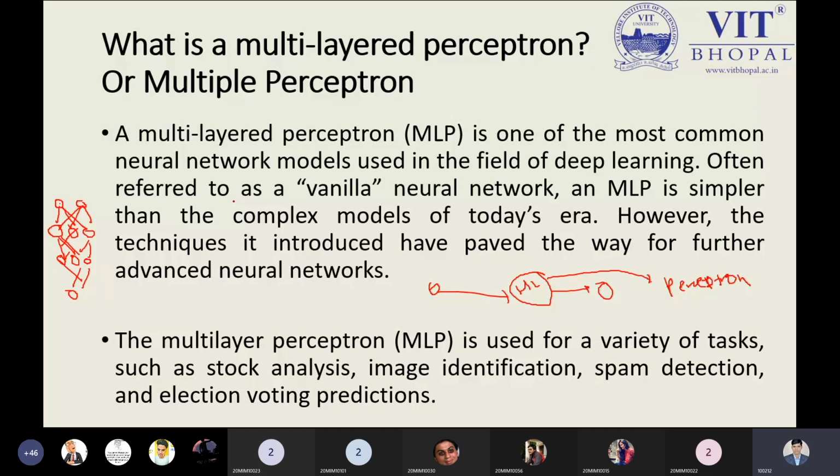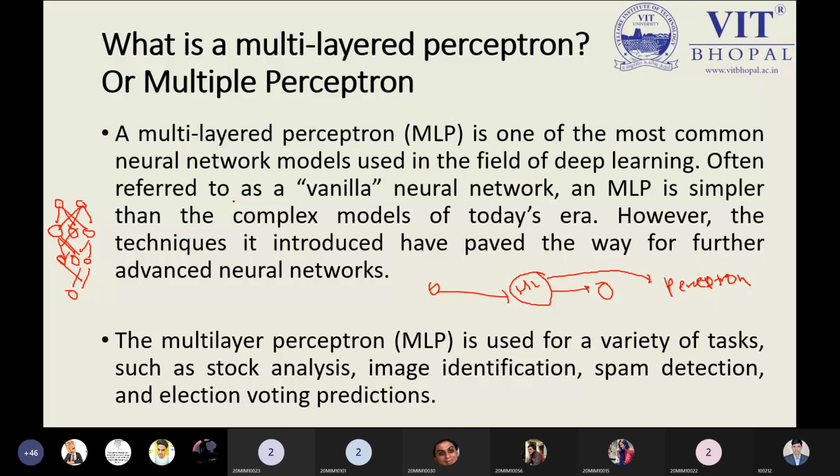So this is a deep learning approach, or deep learning based application we have. We need computation fast. That's why hardware technology and software technology are changing rapidly. And now image identification, spam detection, and election voting prediction. These are various examples where we can use the multi-layer perceptron application. So this was the important point we have to understand.